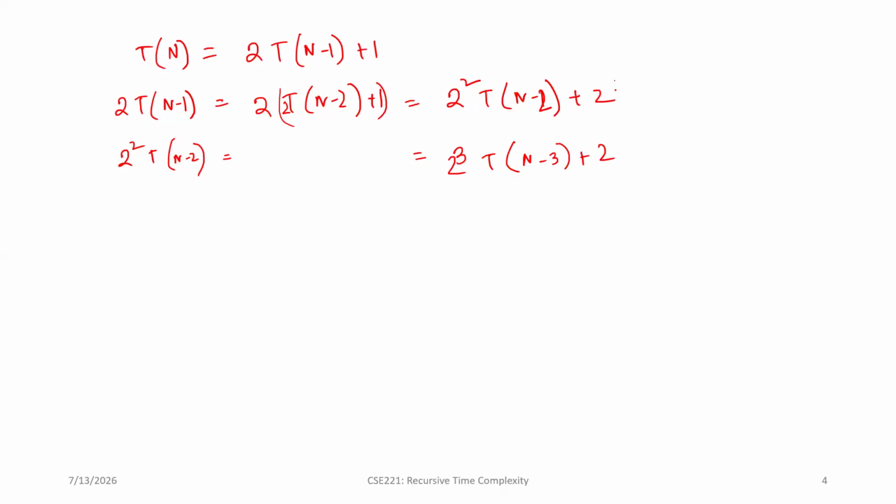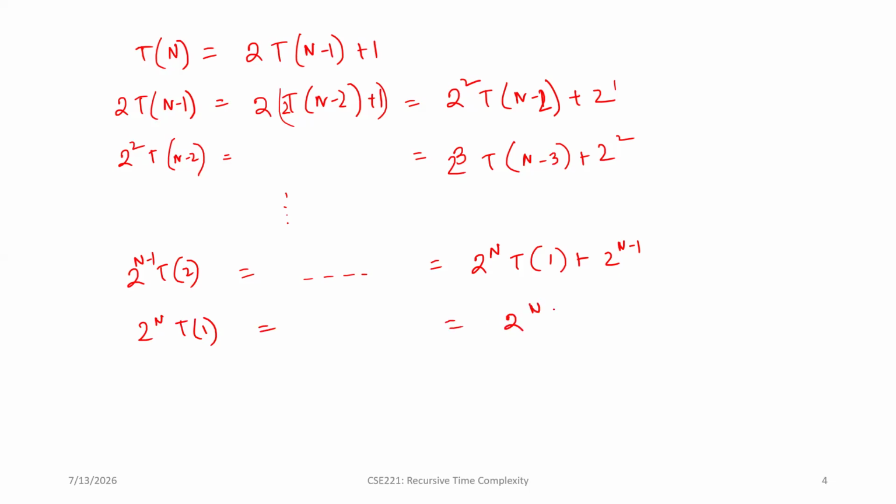So this is 2 to the power 1, this is 2 squared. And then going down to the very bottom, we will have to find 2 to the power n minus 1 times T of 2, which will be, not writing this down again, 2 to the n minus 1 plus 2 to the n minus 2. And the very last line would be 2 to the n T of 1. So this will just be single value 2 to the n.